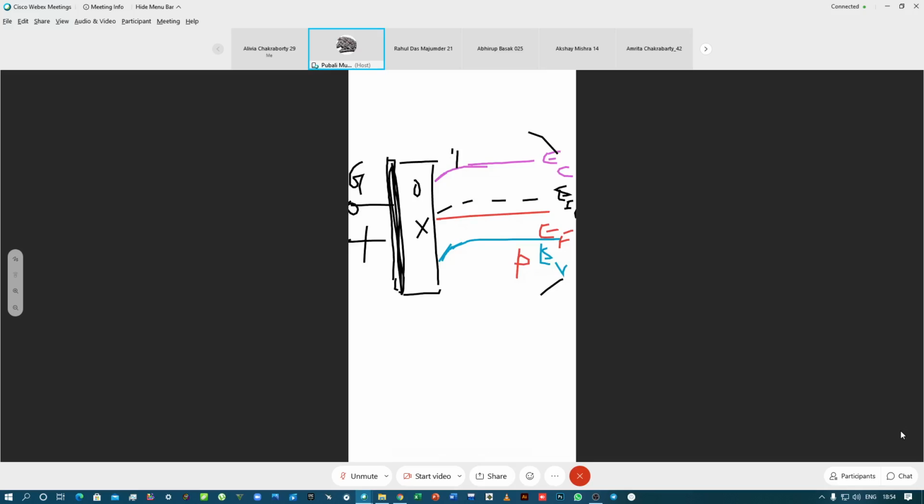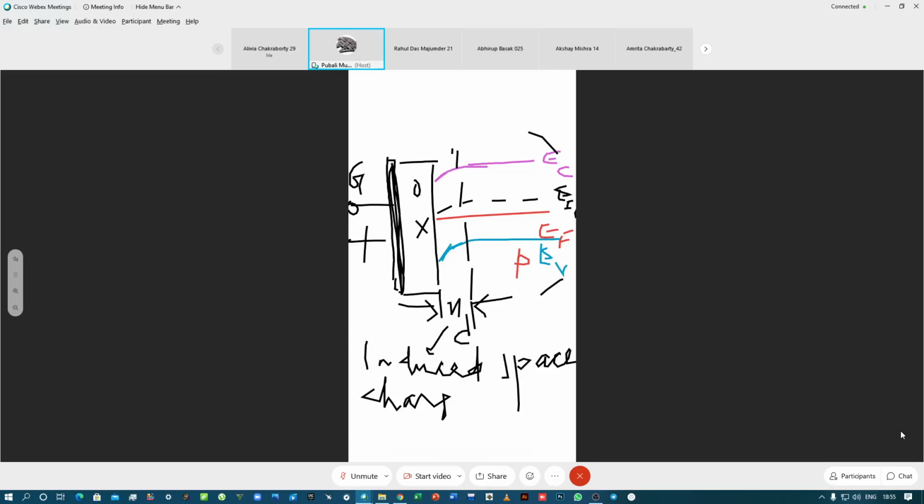And this region of the bend, something similar to your depletion region, we call this dimension XD, or it is called the induced space charge region. Induced space charge region. That is when you give a small positive charge to the gate.